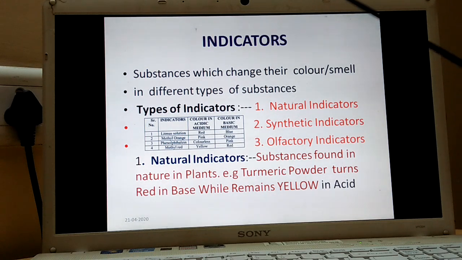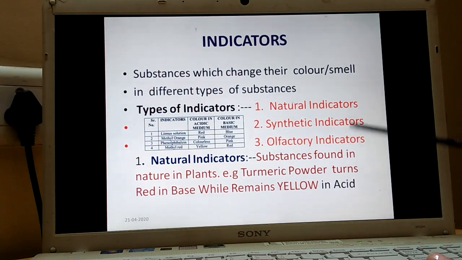Next, what are indicators? It is very difficult to identify acids and bases, so another class of chemicals can be used by us to identify them, and these chemicals are known as indicators. Substances which change their color or smell in different types of substances are known as indicators. Now, how can we classify these indicators?